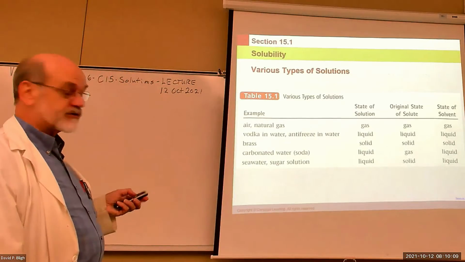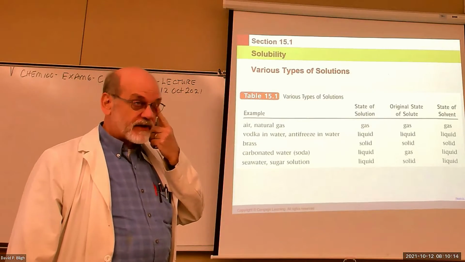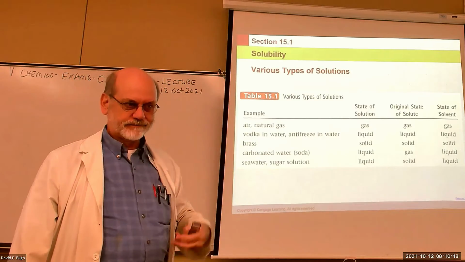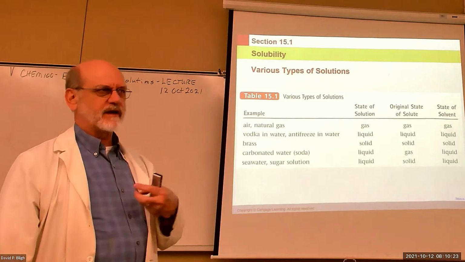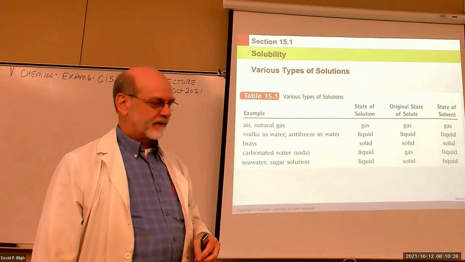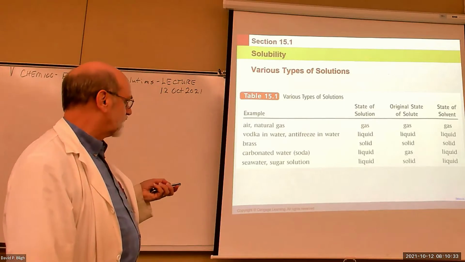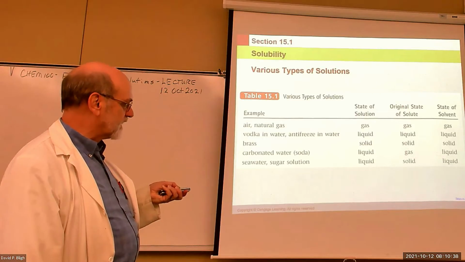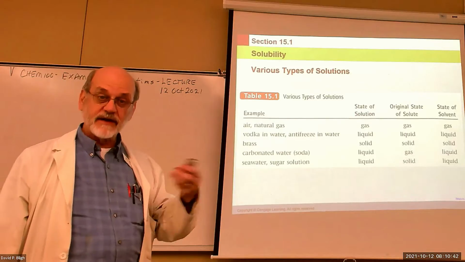Other types, we can mix two liquids together. Like alcoholic beverages are that way. Ethanol is a liquid, water is a liquid, and various other components are primarily liquids, except for things like sparkling wine and champagne. They have gases mixed in with them. So that's a combination of a gas and a liquid, like carbonated soda. You can mix a gas and a liquid.